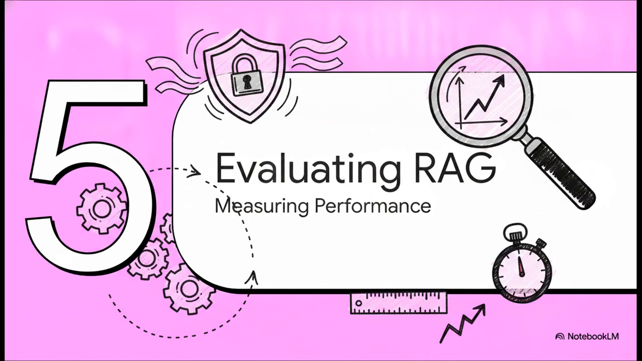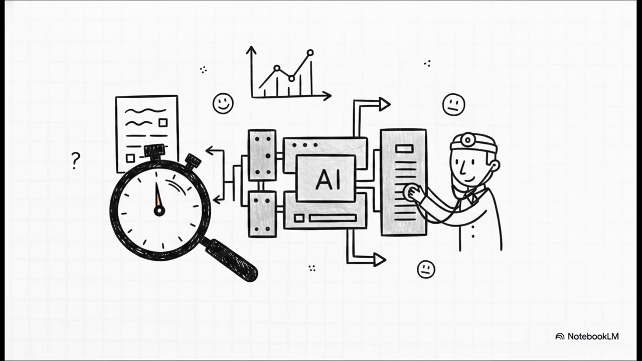Section 5. Evaluating your RAG system. Measuring performance. So, we've built this incredibly secure pipeline. But how do we know it actually stays secure and accurate over time? That introduces our final architectural pillar. We have to measure if this whole thing is actually working in the real world. To do that, we use RAG observability.